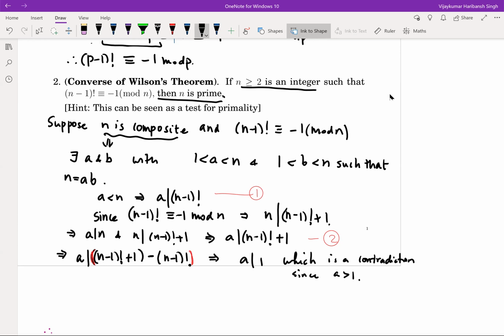So therefore our assumption must be wrong. Therefore our assumption is wrong, which is a contradiction. So our assumption is wrong, namely n must be prime, right? So that proves the converse of Wilson's theorem.